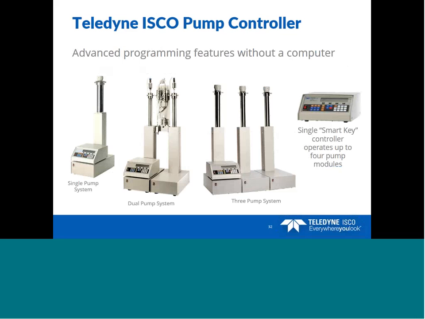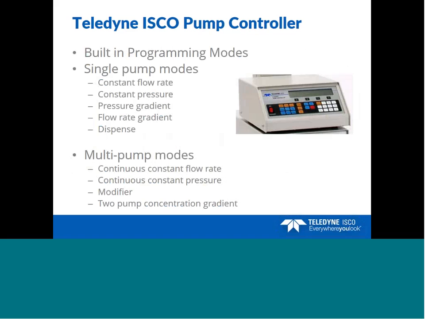The Teledyne ISCO controller can operate up to 4 pumps independently, or up to 2 continuous flow systems. The controller has a wide selection of built-in operating modes. For single pumps, you have constant flow or constant pressure, and the set points for these two modes can be set on the fly. That is, while the pump is running, you can change the flow or the pressure. Or with a computer, you can set a string of changes. We have built-in pressure gradients or flow rate gradients. We also have a dispense mode where you can deliver a pre-selected volume.